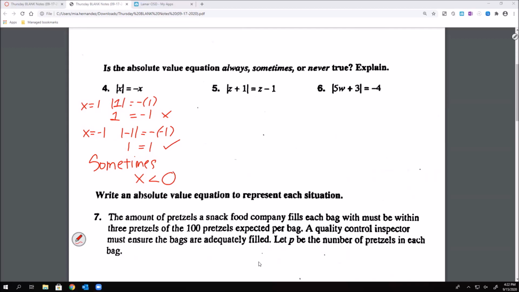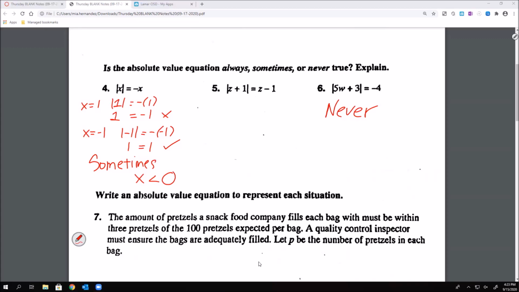Then after number 4, we're going to look at number 6. Okay. So if I have the absolute value of 5w plus 3 equals -4, we know that the absolute value is always positive. I always spit out a positive number. So can I ever have a -4? The answer to that would be no. So at number 6, because my absolute value spit out a negative number, number 6 is a case of never.